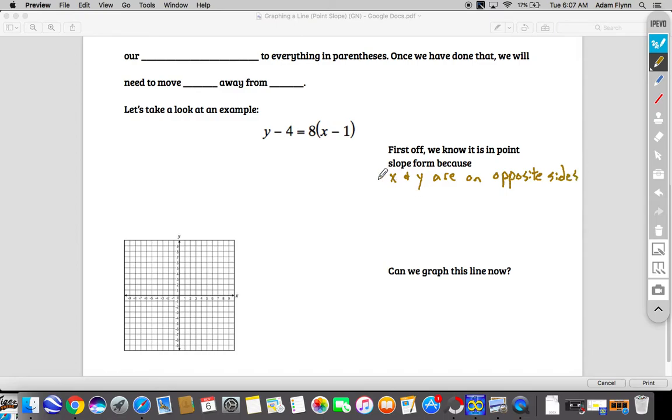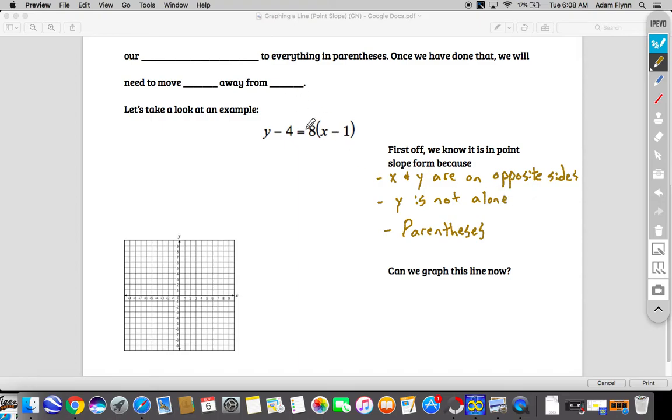So that's one reason. Next reason, y is not alone. And our third reason, which isn't always the case, but we do happen to have parentheses. And parentheses is a telltale sign that it's in point-slope form.